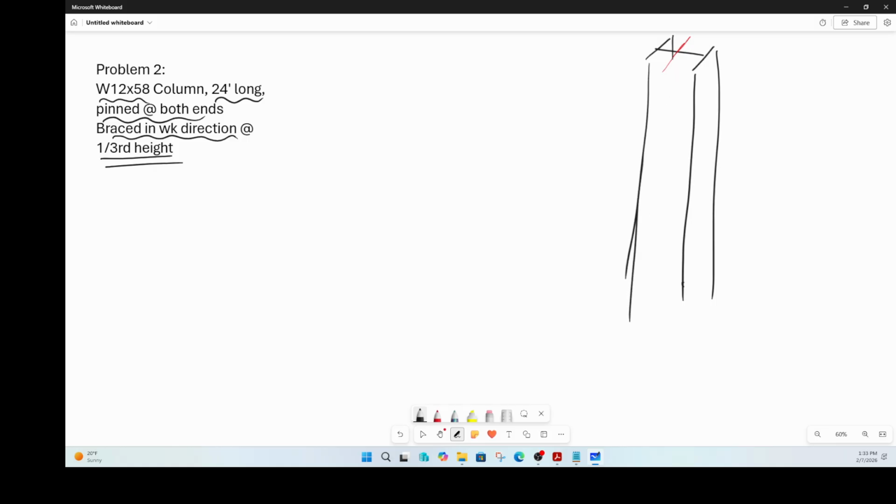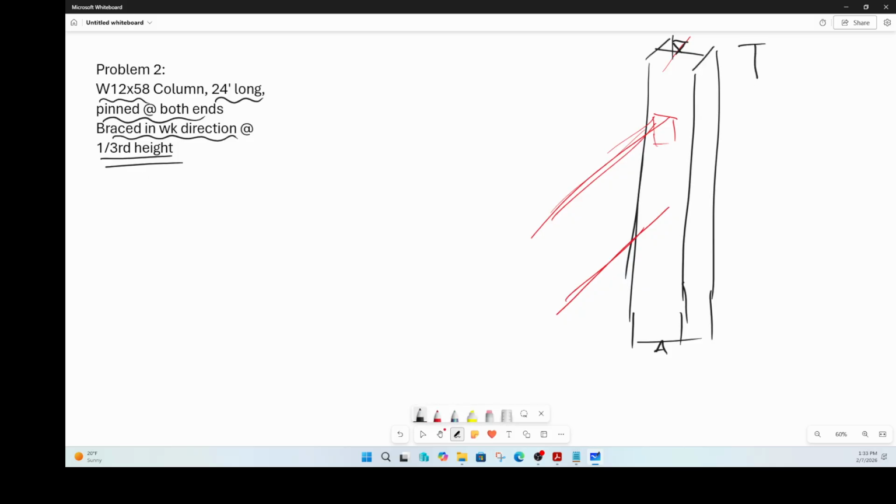The I section is running like that, and it seems it is pinned at the bottom and pinned at the top there, right? But this is the weak direction. It is braced along the weak direction at 1/3 height. So I'm going to draw weak direction supports in this direction and that direction. So it is supported here. We don't know what it is supported with. Maybe it is supported with an HSS or an I section or whatever. We only know that we have a brace at that height.